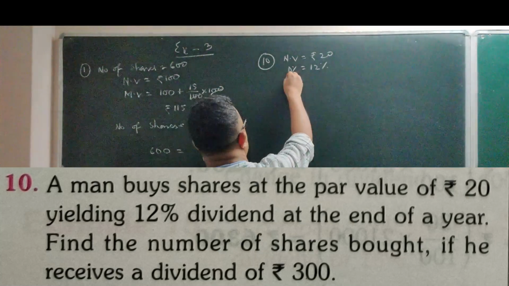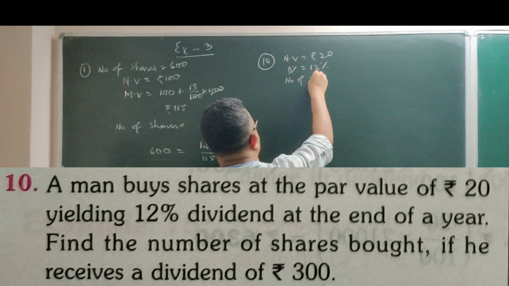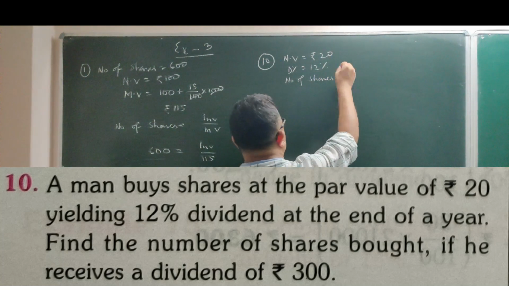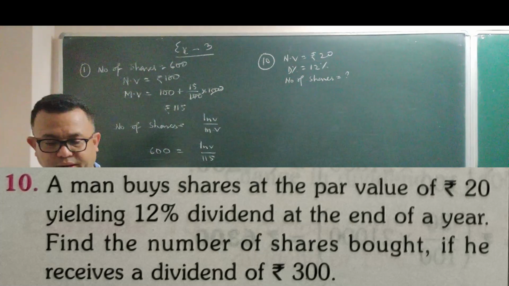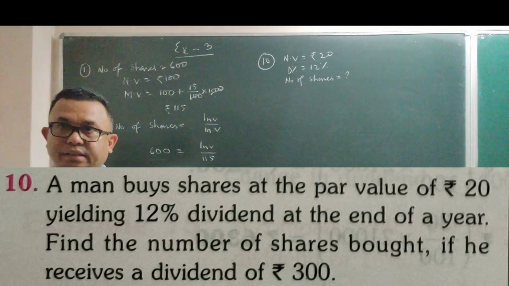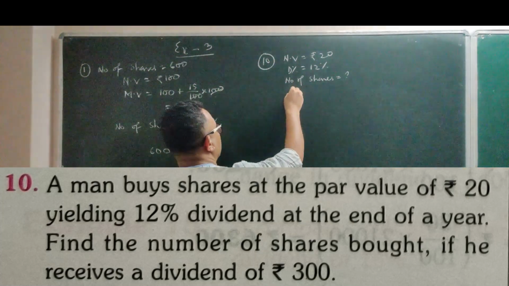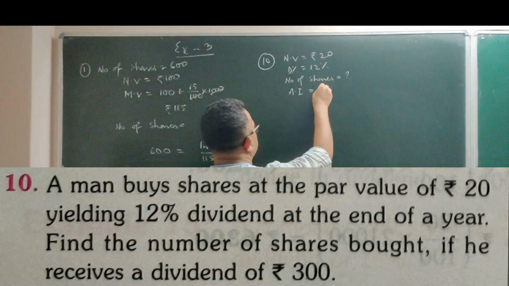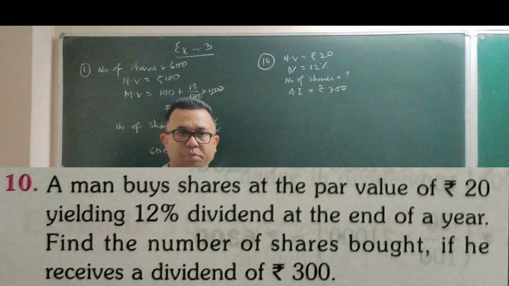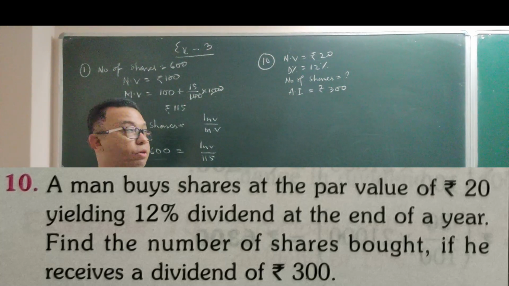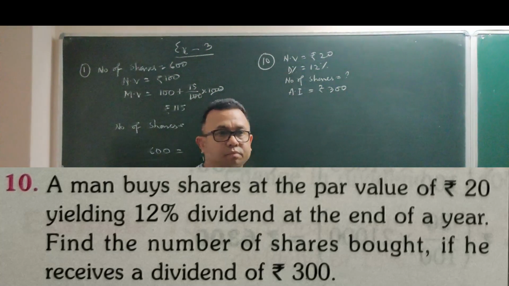So you have to find the number of shares. We don't know the number of shares, so that is what is missing. Number of shares bought if he receives a dividend of rupees 300. The dividend he is receiving is his annual income. Now you can see annual income is given, so something vital would be missing. Maybe market value, nominal value, investment or number of shares will be missing. Here in this case number of shares is missing.